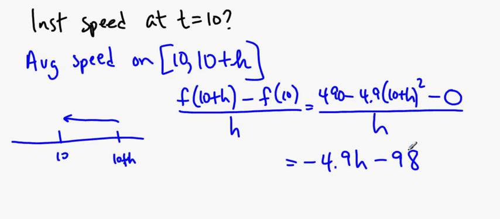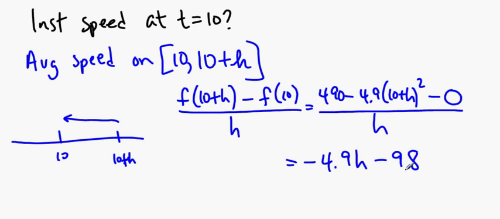And this, in fact, tells us if I go from 10 to 10.2, then I plug a 0.2 in here, and that's my average speed on the subinterval. If I go from 10 to 10.001, then I sub in 0.001, and that gives me the average speed on that very small subinterval.